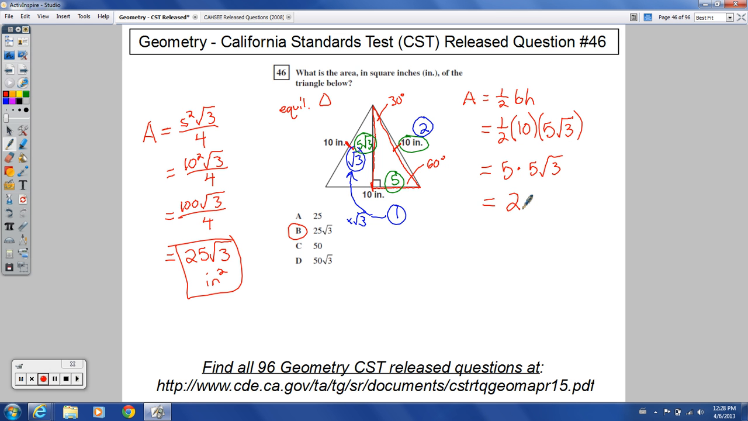And would you look at that? It's just another way to do the same question. So as we should have expected, you get the same answer. It's just an alternate way to get at that answer. The answer for 46 should be choice B.